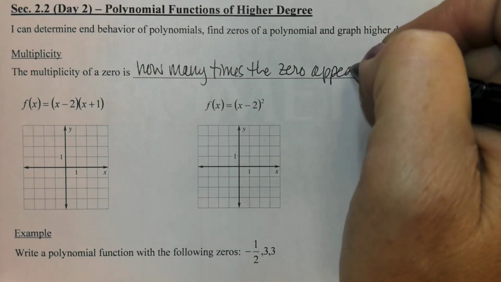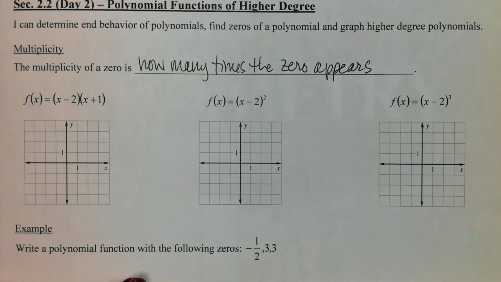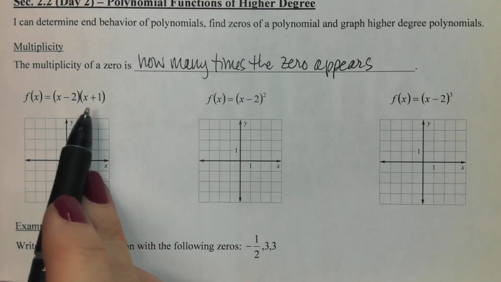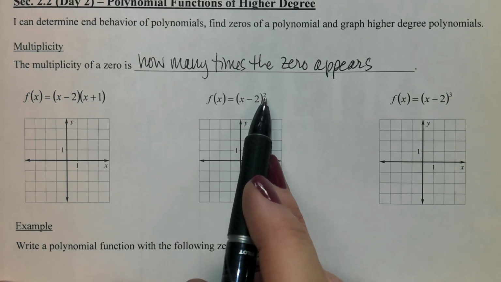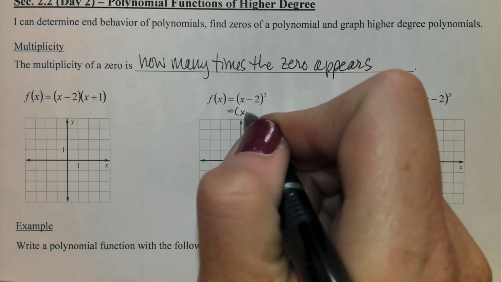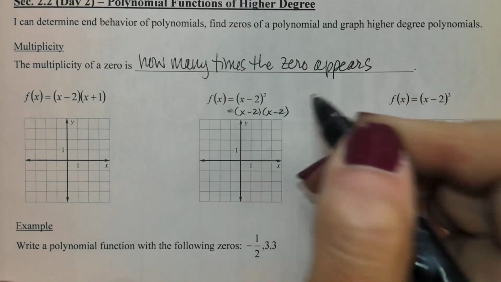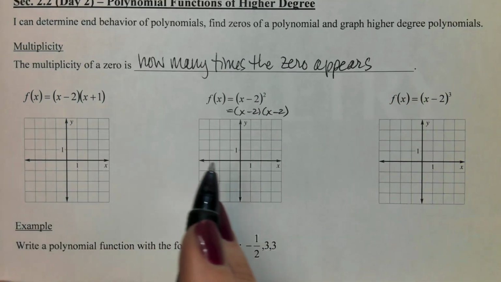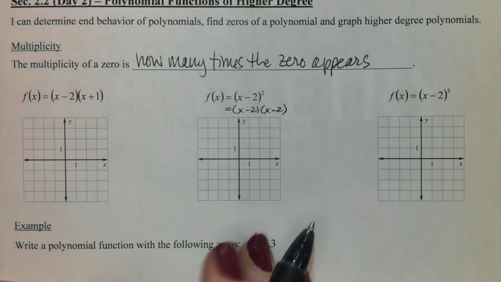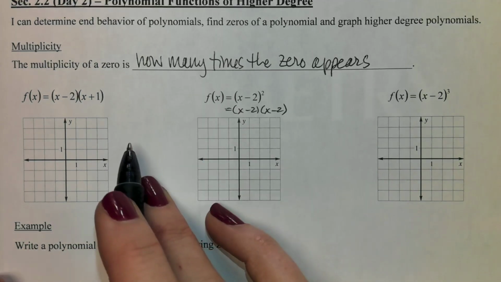And I'll talk you through what that means. Sometimes we have a zero that happens only once. Each of these happen one time. This zero actually happens twice. Remember that squared means that you have two of them. And this zero happens 3 times. So those are the 3 different scenarios that can happen, along with higher powers. So we'll talk about that.